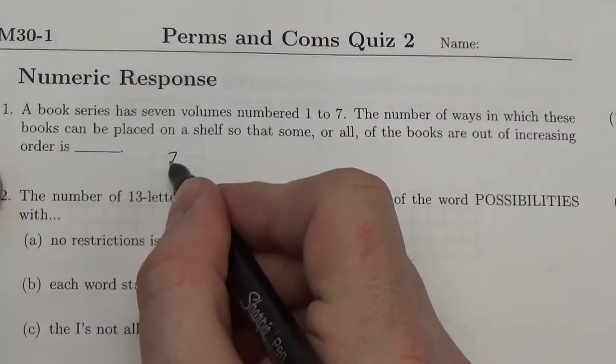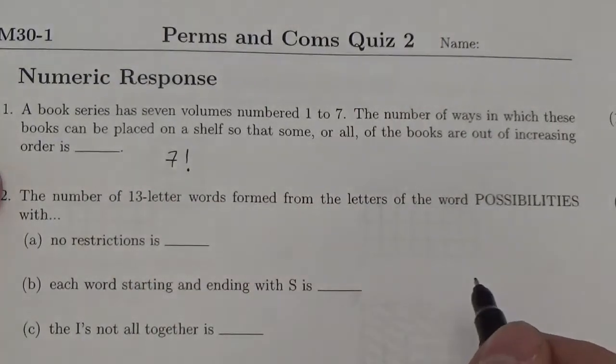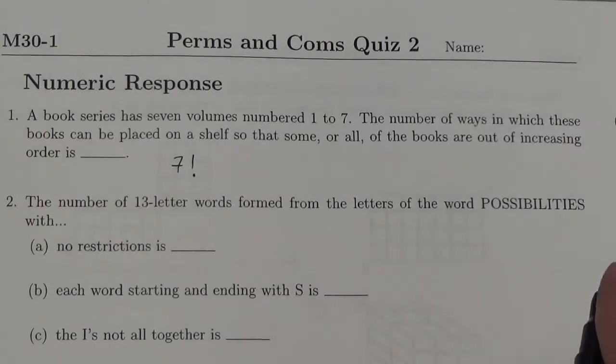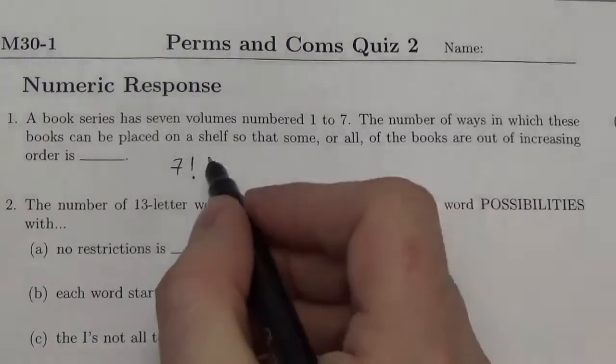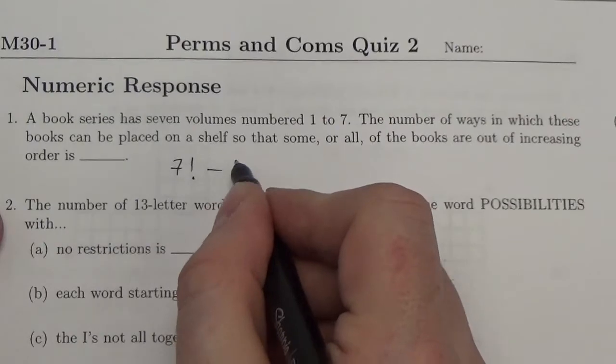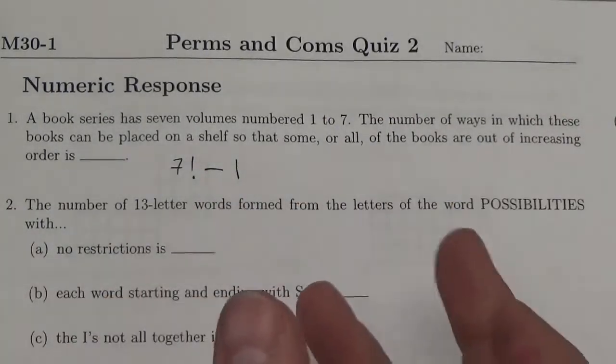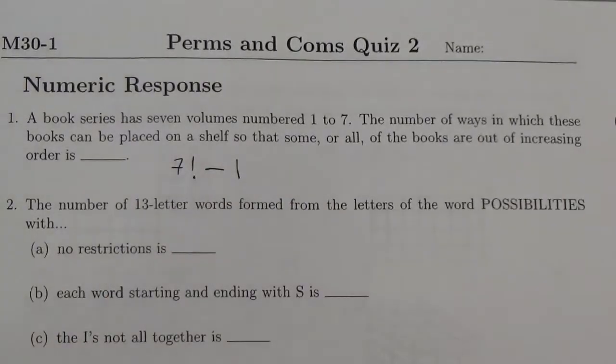Well, there are 7 factorial ways that the books themselves can be organized. And there's only one way in which they're actually in increasing order. So of those 7 factorial, we're going to just get rid of the one way that isn't out of order. And so that would be the answer that you're looking for in that question.